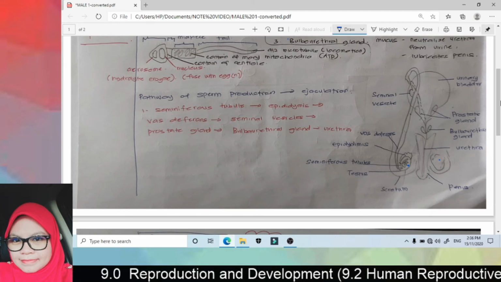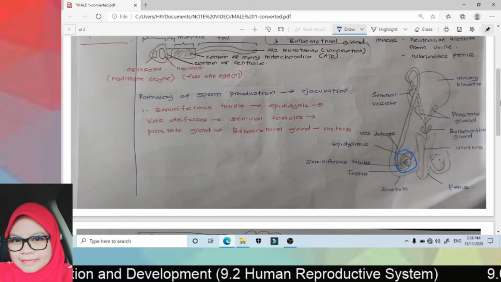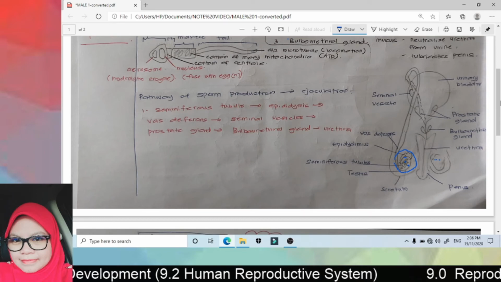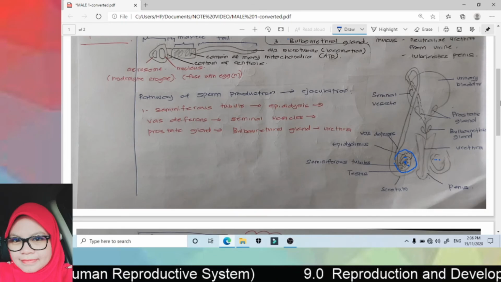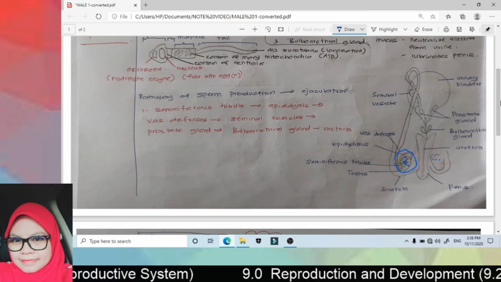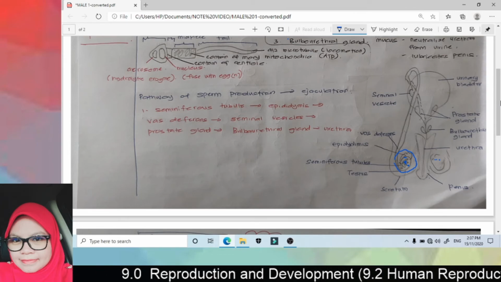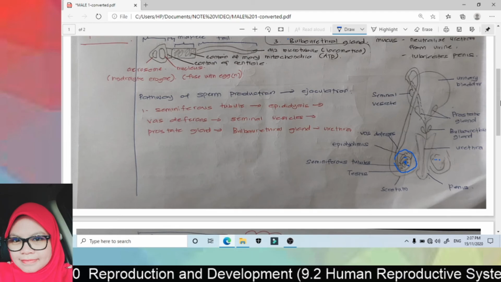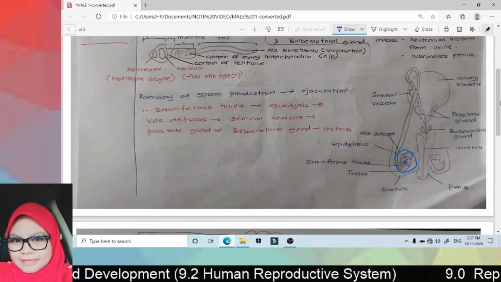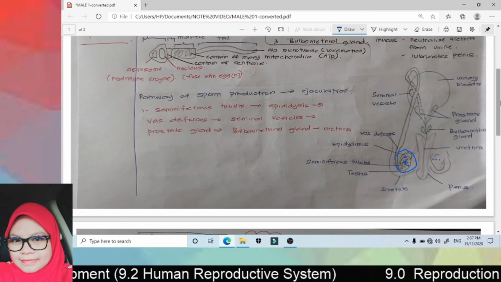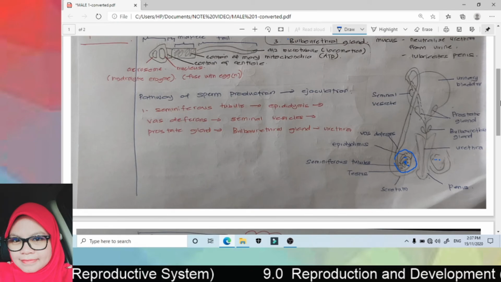optimum temperature. Okay, so next, as we have mentioned earlier, both testes have seminiferous tubules. This is the place where spermatogenesis occurs. And saya dah mention tadi, the seminiferous tubule has Sertoli cells. This Sertoli cell is very important to nourish the spermatid. Maksudnya dia akan bekalkan nutrien kepada spermatid. Apa tu spermatid? Spermatid adalah immature sperm. So, bila they get the nutrient, then they undergo differentiation, barulah dia jadi mature sperm yang kita panggil sebagai spermatozoa. So, makanan akan disupply oleh Sertoli cell yang berada di dalam seminiferous tubule.